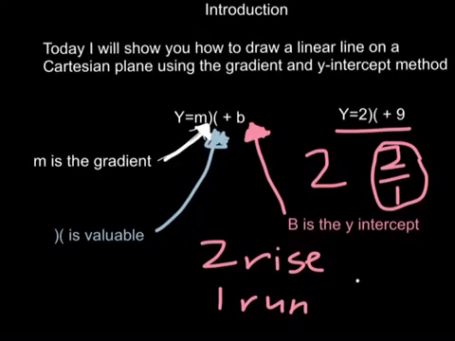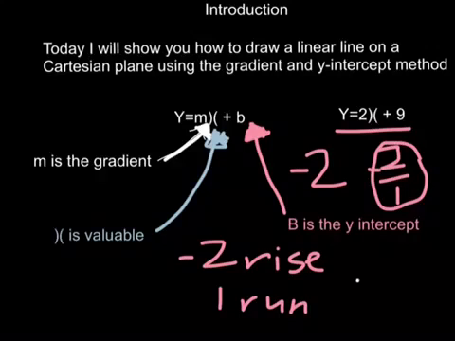But if we were to do this as a negative number, say for example -2, then we'd have to go down 2, because it'll become -2 over 1. So it'll be -2 rise, which means you have to go down 2 and run to the right. For run, you always run to the right.